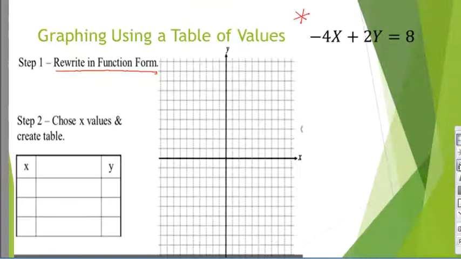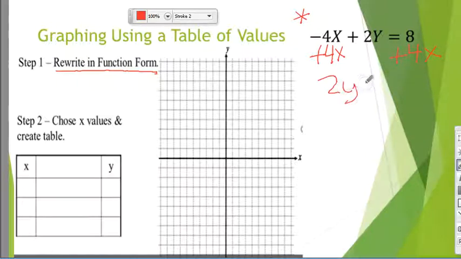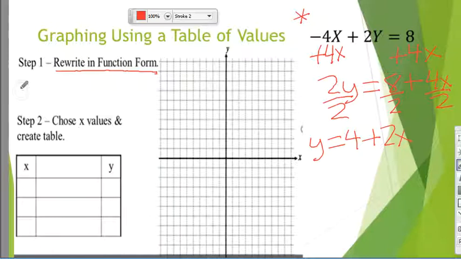Okay, so let's first get rid of the negative 4x by doing a positive 4x. And we need to do that on both sides. So then we have 2 times y equals 8 plus 4 times x. And then from there, we're going to get rid of the multiplication of 2 by using division. So we get y equals 4 plus 2x. Okay, so now y is a function of x.